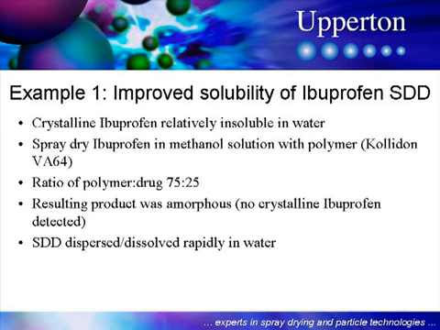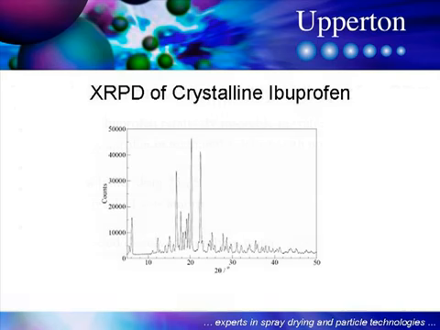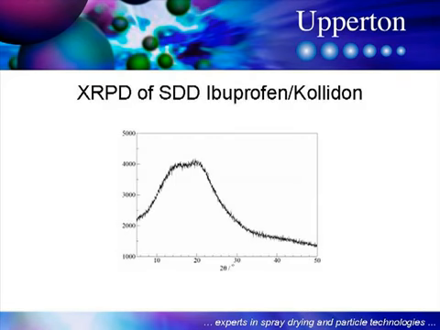The resulting spray dried powder was found to be amorphous with no sign of any crystalline ibuprofen present in the spray dried dispersion, and this spray dried dispersion then had excellent dissolution properties when we went back into water. Here you see an XRPD trace of ibuprofen as it's supplied as a crystalline product. See the clear peaks. However, the X-ray pattern of the spray dried dispersion of ibuprofen and Kollidon shows the complete disappearance of any crystalline ibuprofen in the spray dried dispersion formulation.